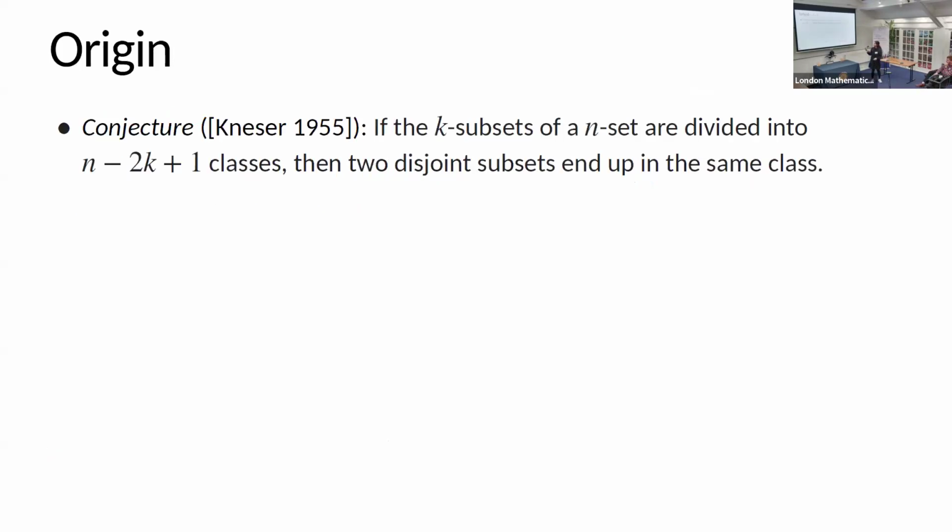So let me tell you a bit of the origin story of these graphs. In 1955, Kneser gave a conjecture. This is actually a set theoretical conjecture. Imagine that you have some k-subsets of an n-set and you want to divide such sets into multiple classes. In a class, you keep on adding sets as long as they are not disjoint. He conjectured that if you want to put the k-subsets of an n-set into n minus 2k plus 1 classes, then there will be at least one class where you have two disjoint subsets in the same class.